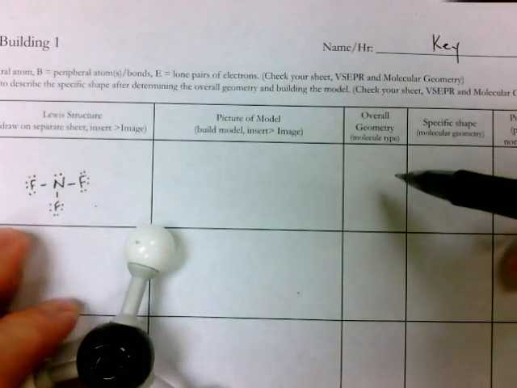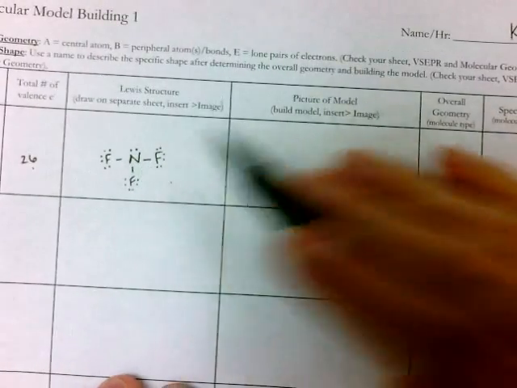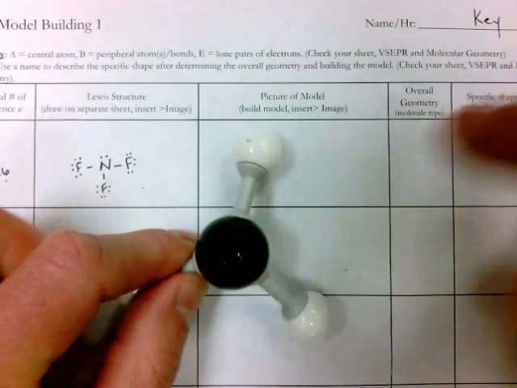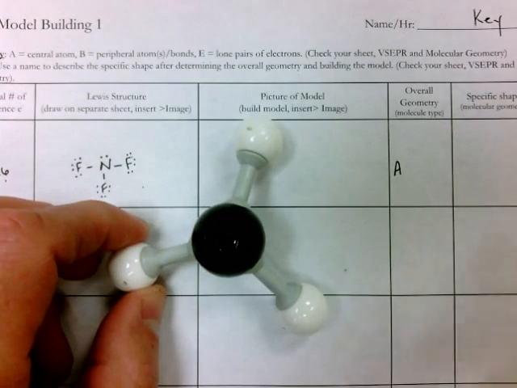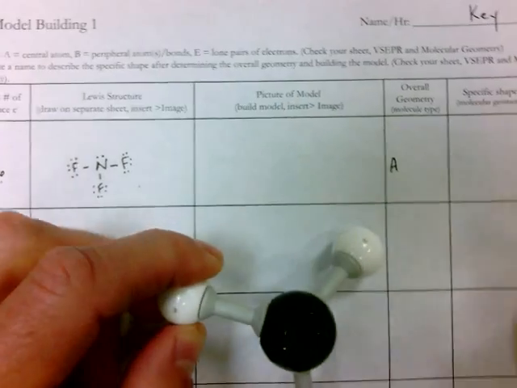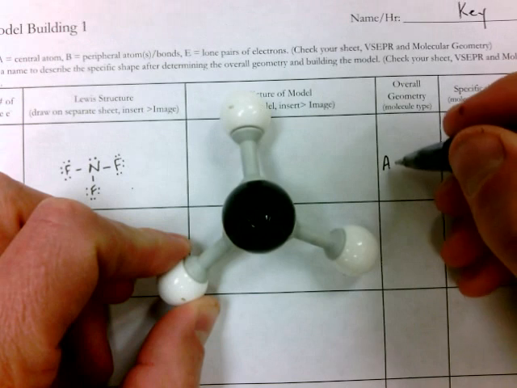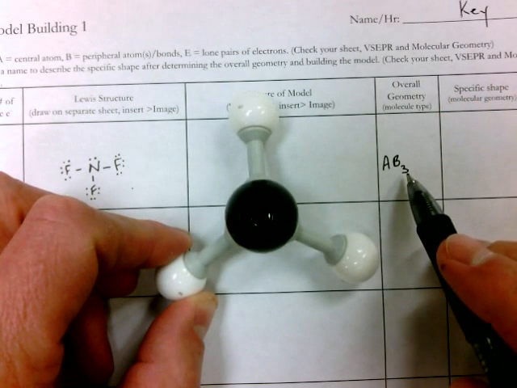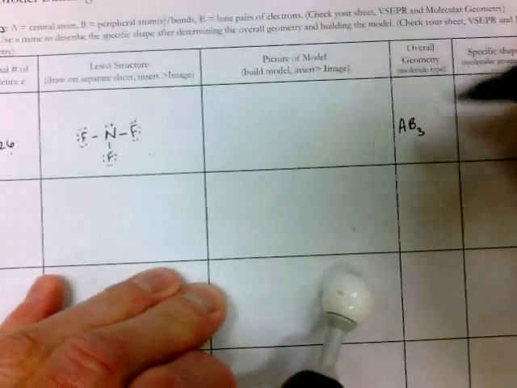For the overall geometry, we can either look at this model or we can look at the structure itself. We're going to be using A's, B's, and E's. So we have a central atom, that's A. We're going to count how many bonds we have attached to that atom. We have a single, a single, a single, so B sub 3, because there's 3 single bonds. Then we have 1 lone pair of electrons right here. You can see that also in our Lewis structure, so that means E.